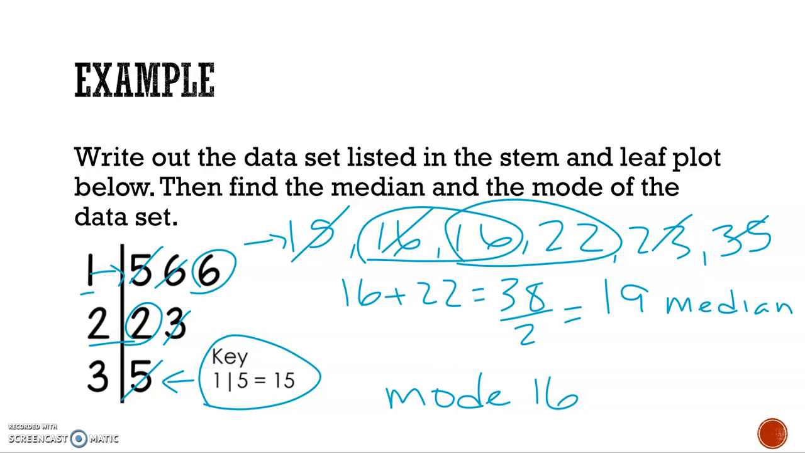Mode, you can easily look. I can see that there are the most 6s on this line. Even though there are 2 5s, the 5 is not the mode. The first 5 is the number 15 and the second 5 is the number 35. So be very careful that you're paying attention to how to read the stem and leaf plot.